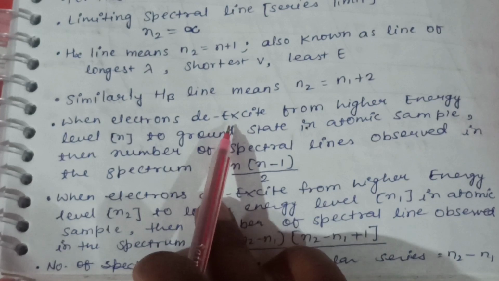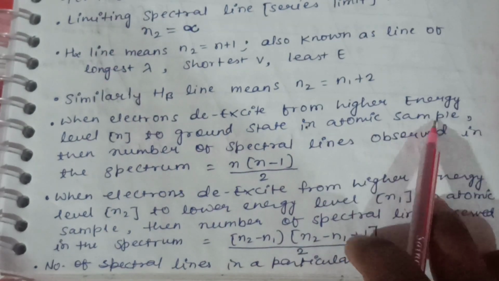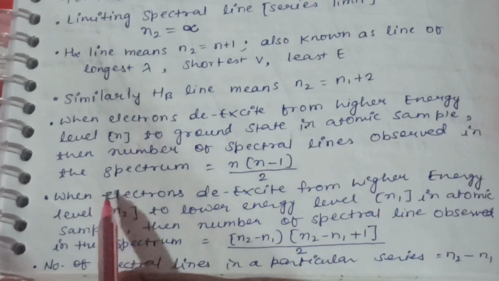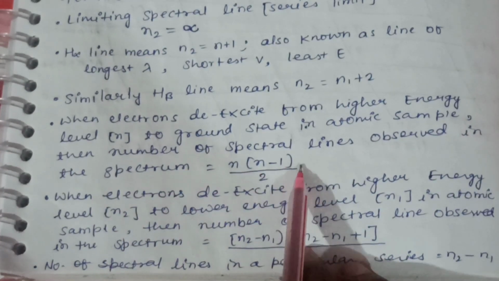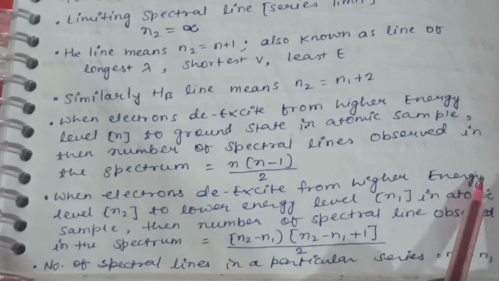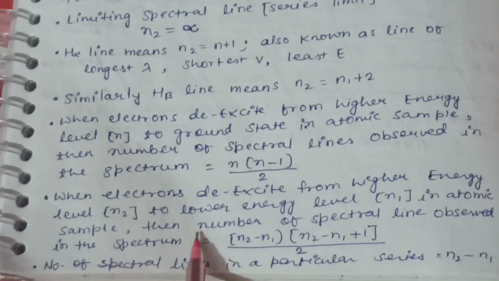When electrons de-excite from a higher energy level n to the ground state in an atomic sample, the number of spectral lines observed in the spectrum is n(n − 1)/2. When electrons de-excite from a higher energy level n2 to a lower energy level n1 in an atomic sample, the number of spectral lines observed is (n2 − n1)(n2 − n1 + 1)/2. The number of spectral lines in a particular series is n2 − n1.